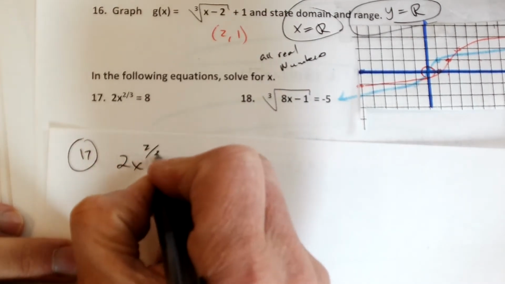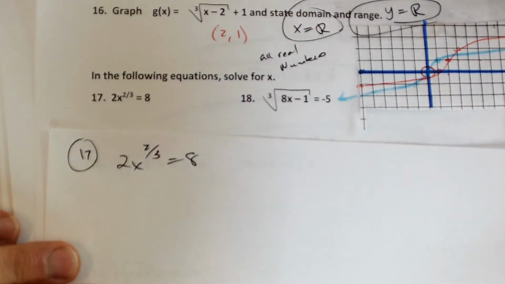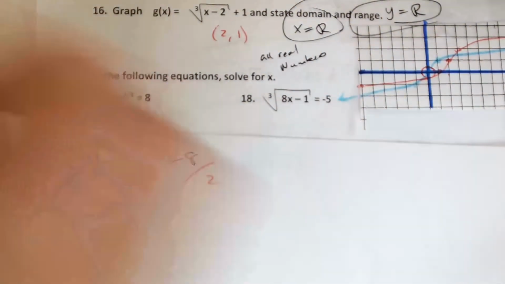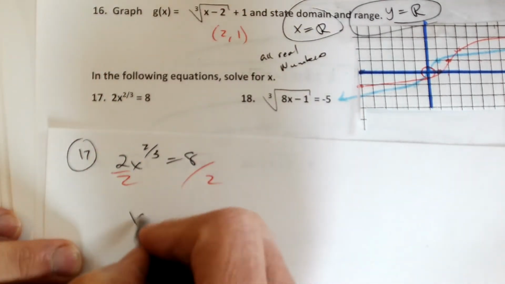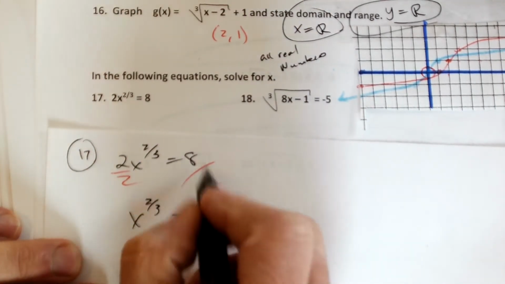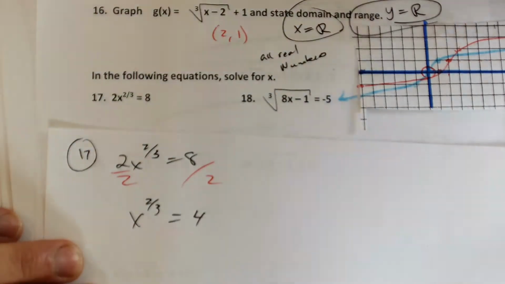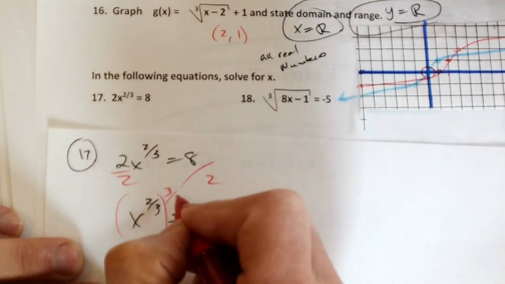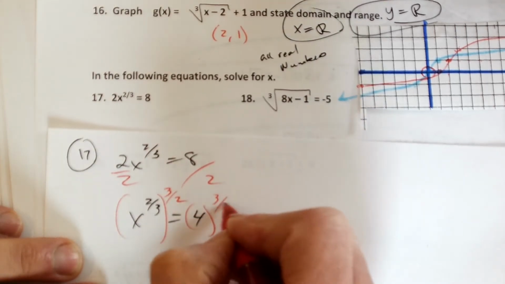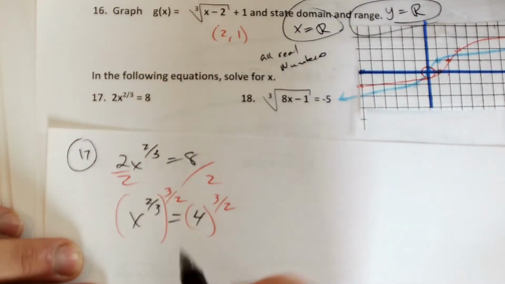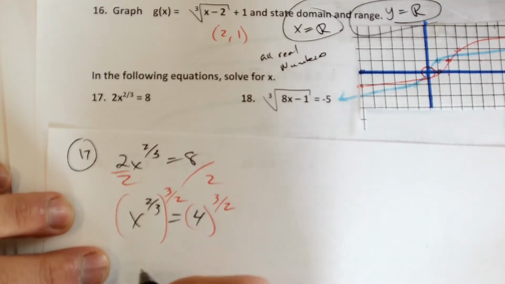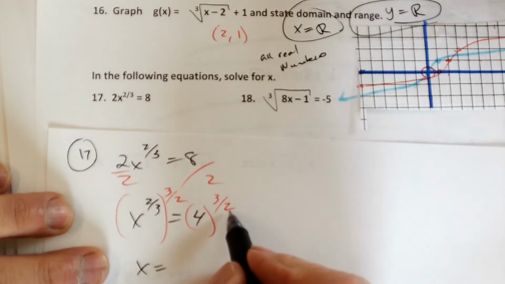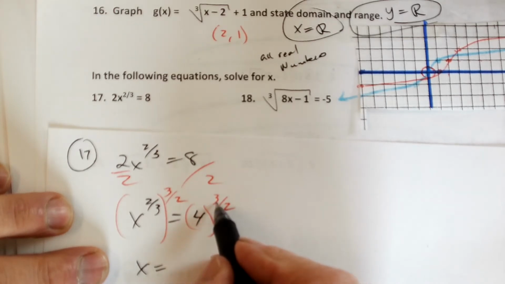Okay, so 17: 2x to the 2/3 equals 8. All right, let's solve. First step, divide by 2, divide by 2. Get rid of that 2, so I'll have x to the 2/3 equals 4. And then I'm going to undo my fractional exponent by multiplying by not 2/3 but 3/2. So I'll take this to the 3/2 power. That gives me x, and the square root of 4 is 2, to the 3rd power should be 8.